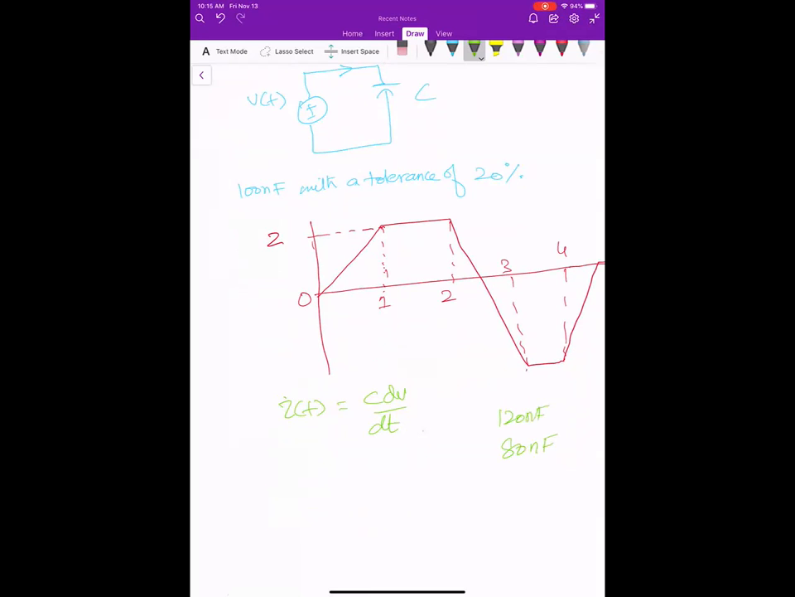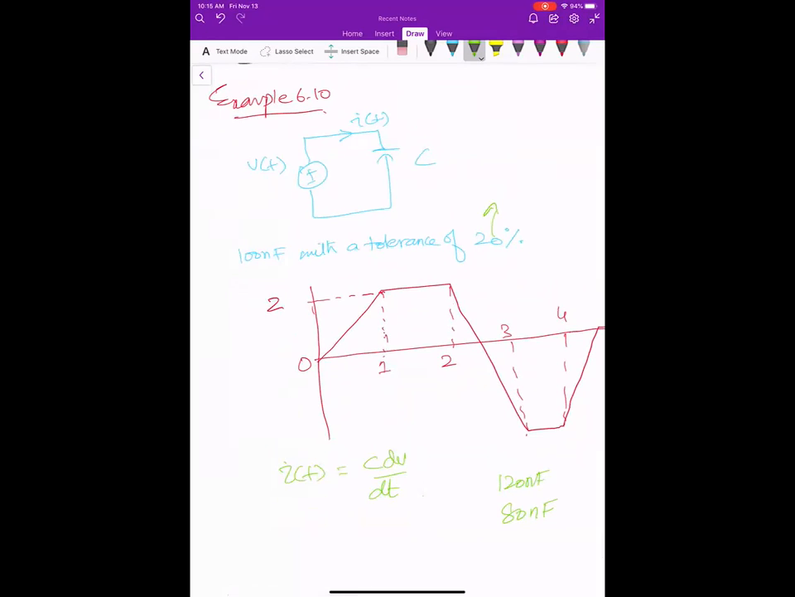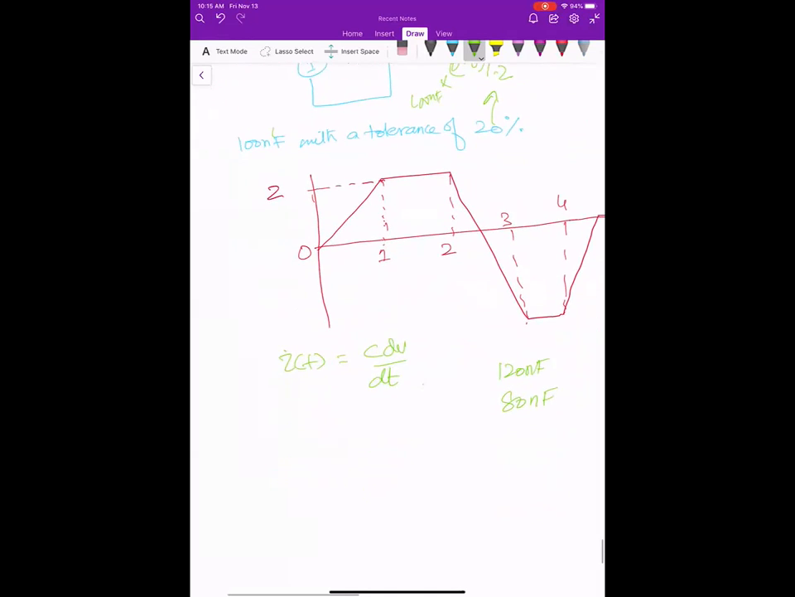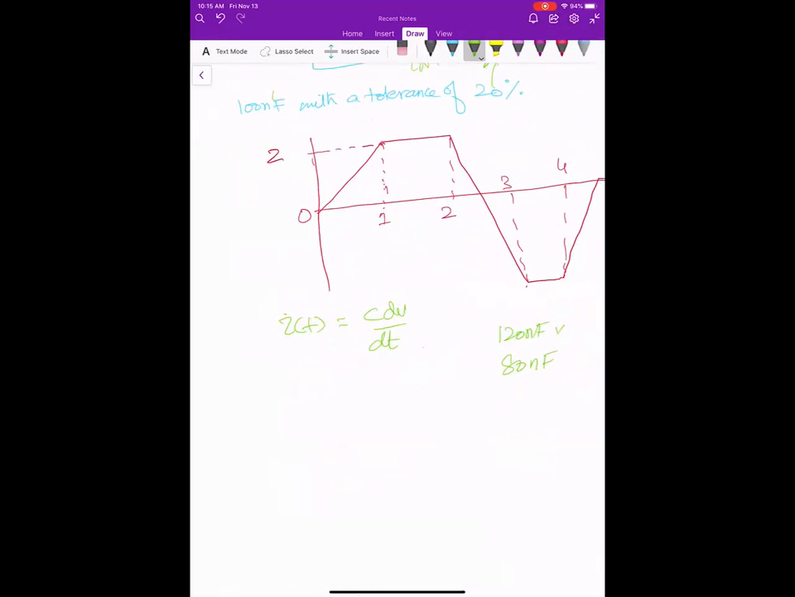Why? Because it says 20% tolerance, which means 100 plus 20 and 100 minus 20. 100 plus 20 makes it 120 if it's 100 nanofarad. Otherwise, to find out, you can also do 1.2 and 0.8. So 1.2 into 100 nanofarad and 0.8 into 100 nanofarad. That should give you the values of the capacitors. So you need to put these two values in to find out the current.